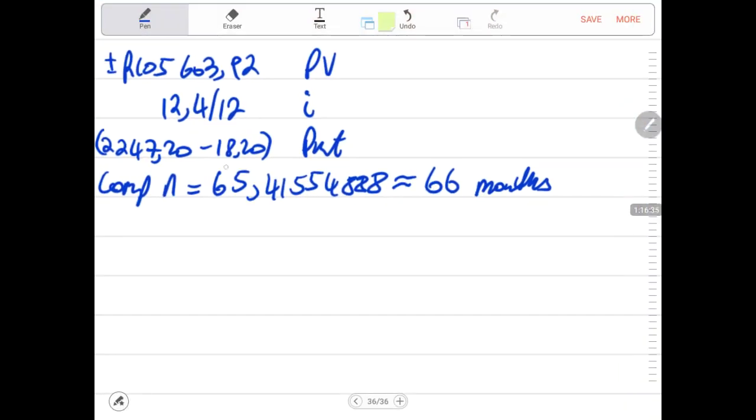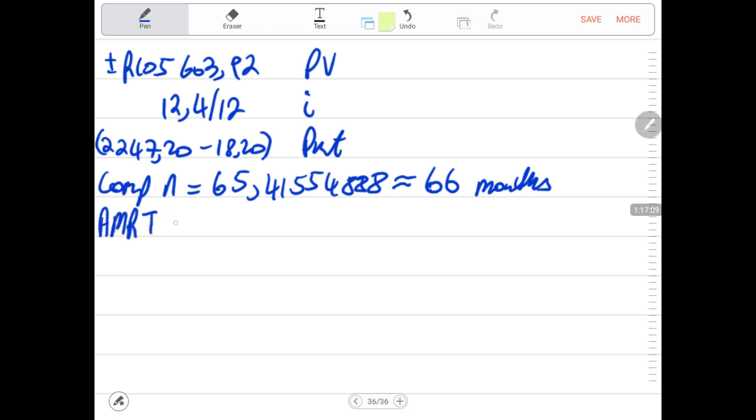In other words, there are 65 payments of 2,247.20. Or 65 payments, that would make 65 full payments. Obviously, that will be already taken into account because it's always included when we make the payments. The payment includes the amount. So now there will be 65 payments that are full. The last payment will be small. In other words, our calculator knows 65 point something.